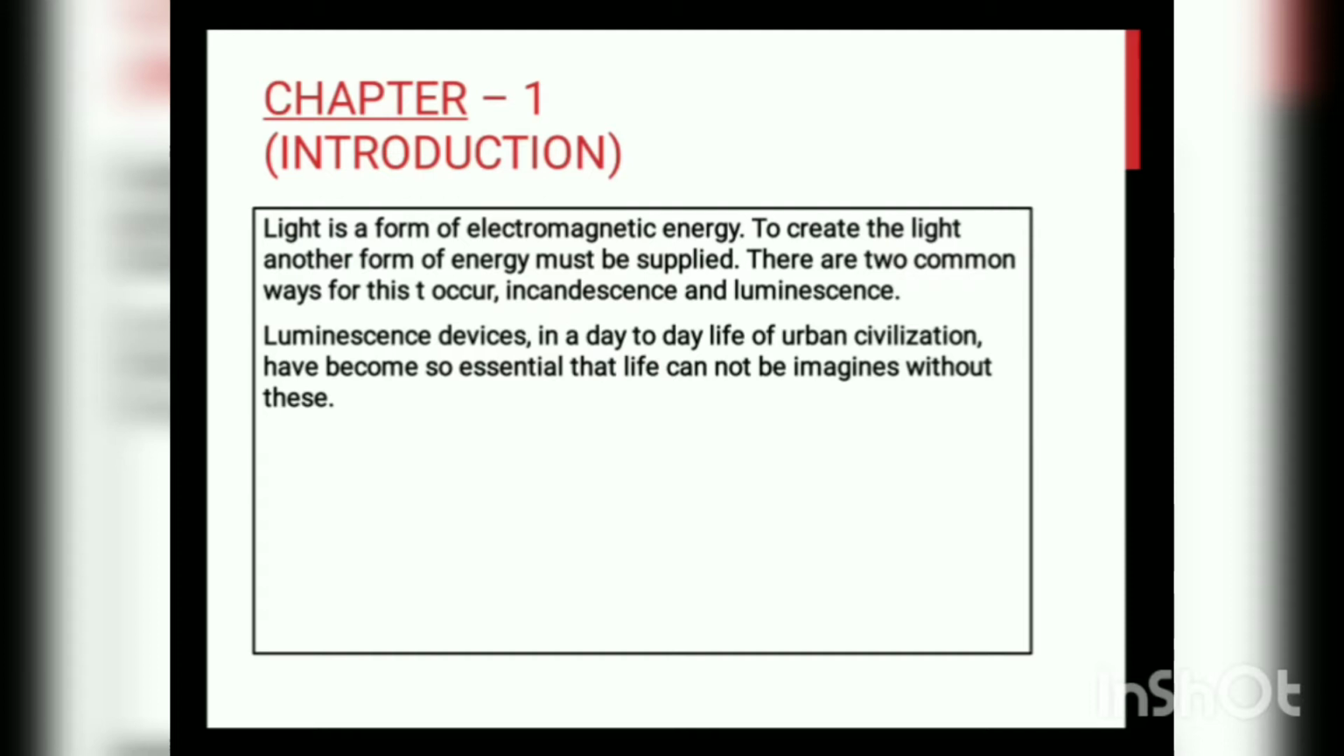Light is a form of electromagnetic energy. To create light, another form of energy must be supplied. There are two common ways for this to occur: incandescence and luminescence.